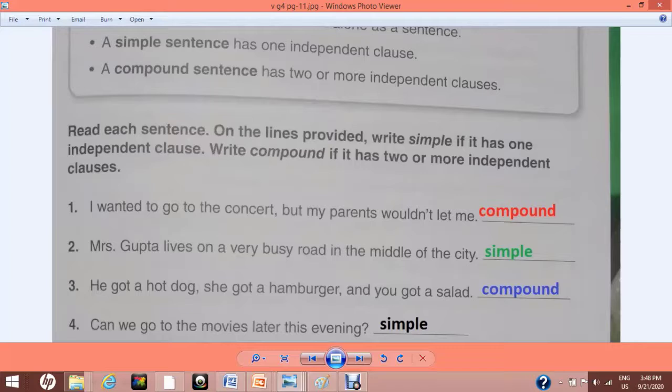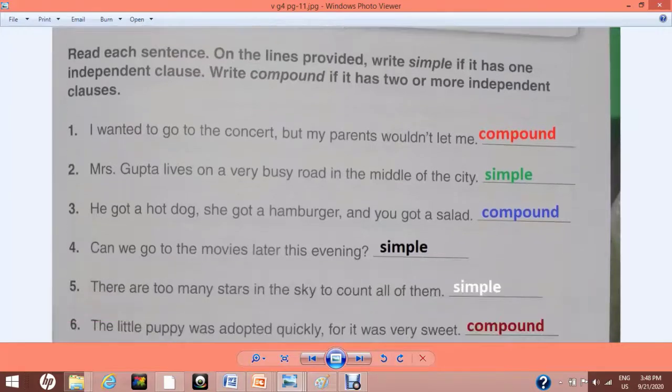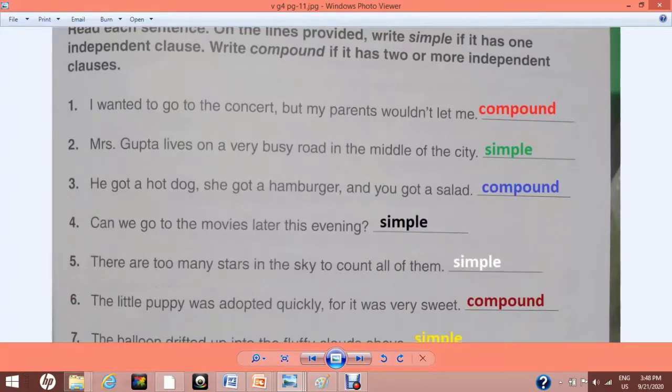Number 1, I wanted to go to the concert. Number 2, my parents would not let me. These two independent clauses have been joined into a compound sentence with the help of this conjunction but. Number 2, Mrs. Gupta lives on a very busy road in the middle of the city. It is simple. Number 3, he got a hot dog, she got a hamburger, and you got a salad. That's a compound sentence.